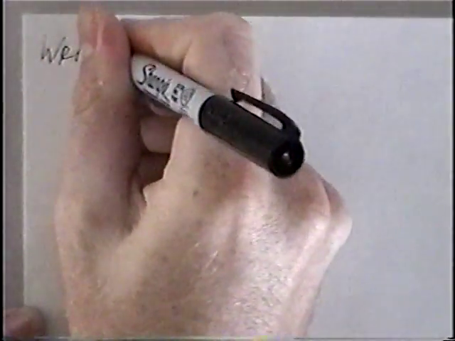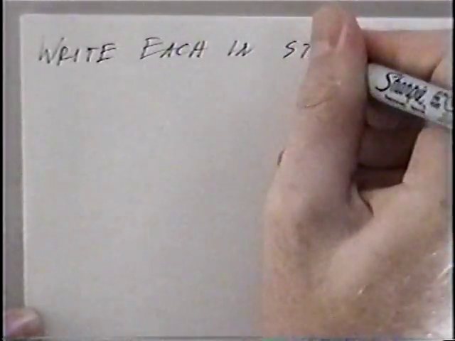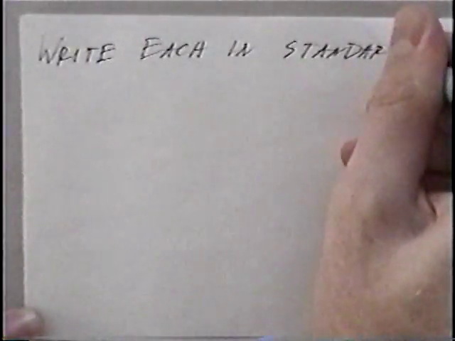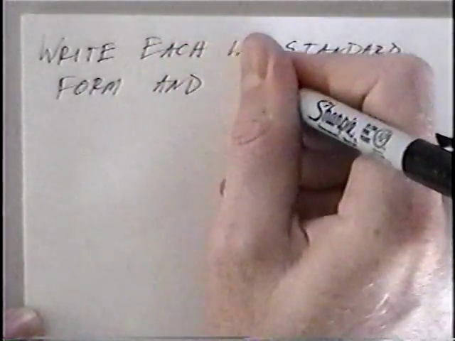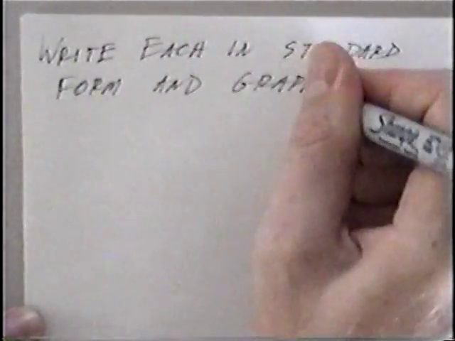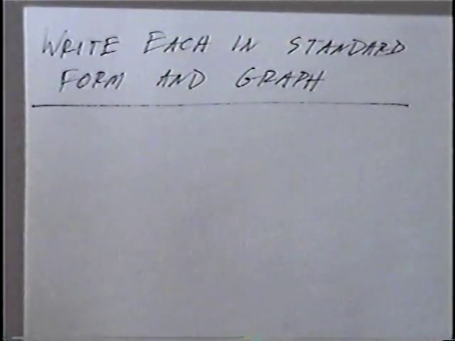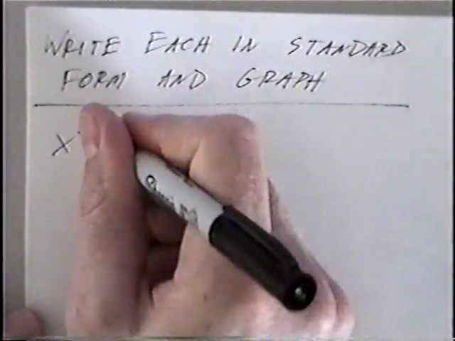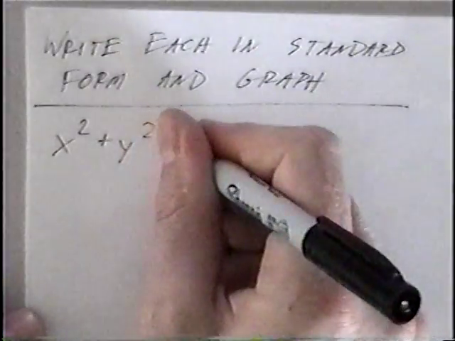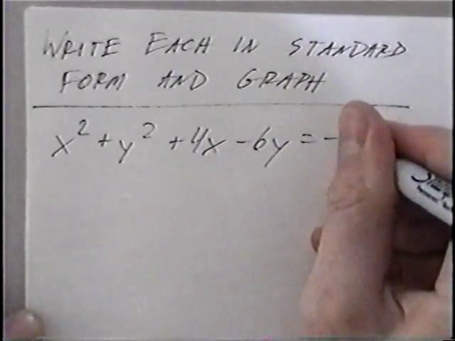Title of last section is write each in standard form and graph. First equation and only equation for this section is x squared plus y squared plus 4x minus 6y equals -4.